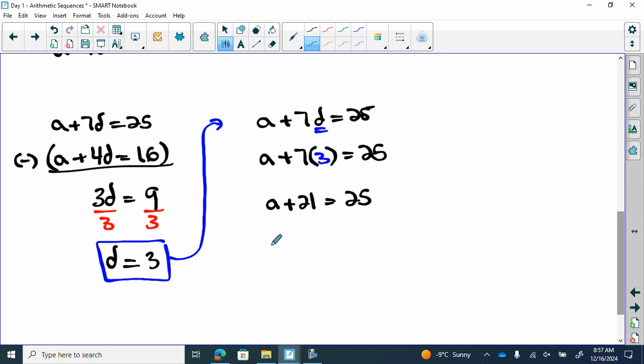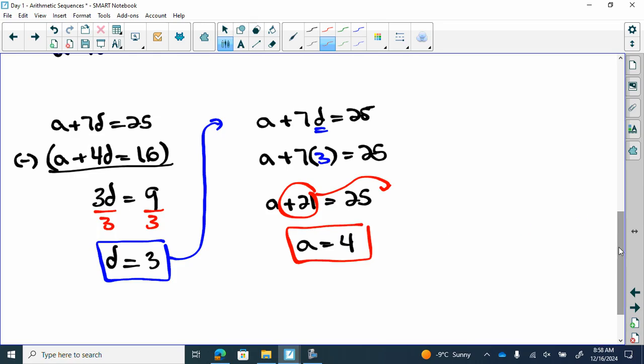And what would I do to get A by itself? How do I get rid of a plus 21? Move it over or subtract 21 from both sides. But what do you get? John's done. He's tapped out for Monday. A equals 4. We good? Is that all right with everyone?